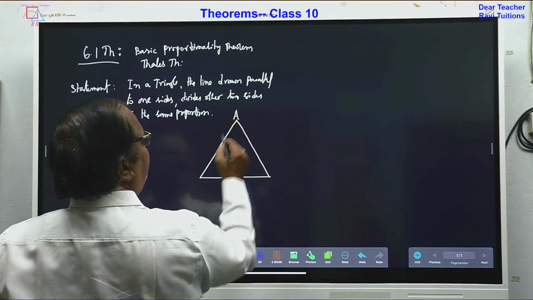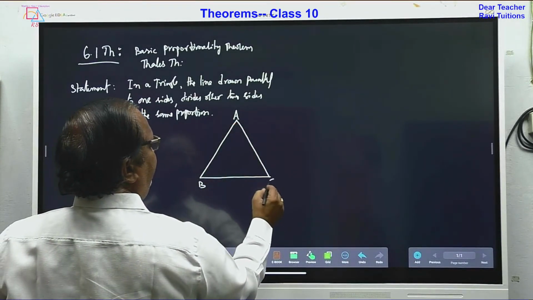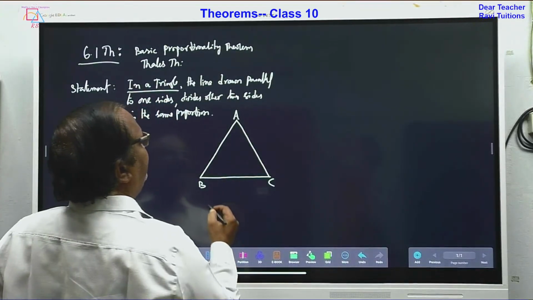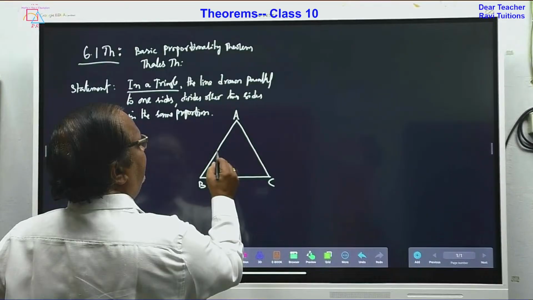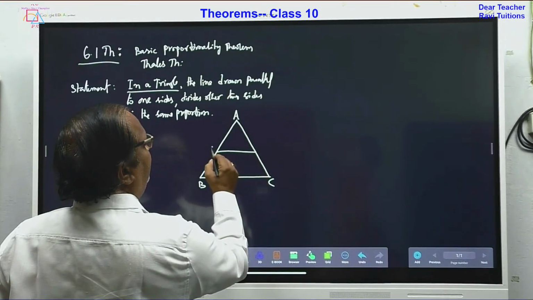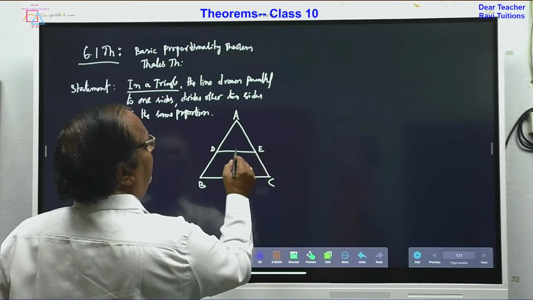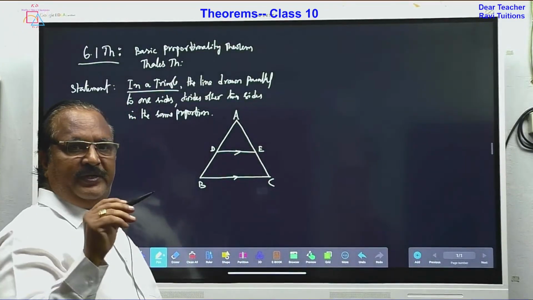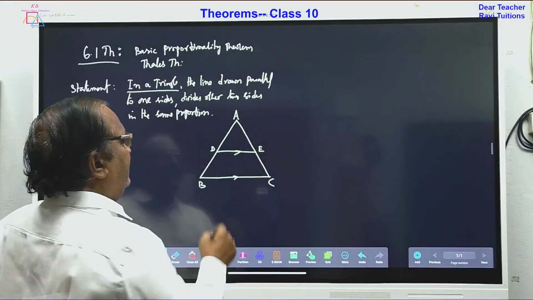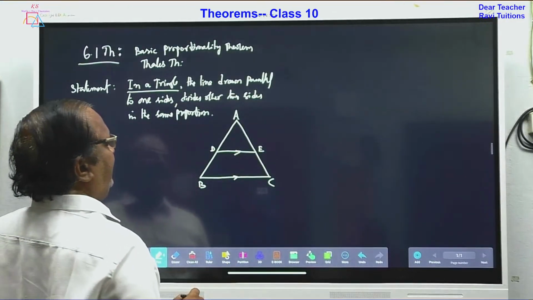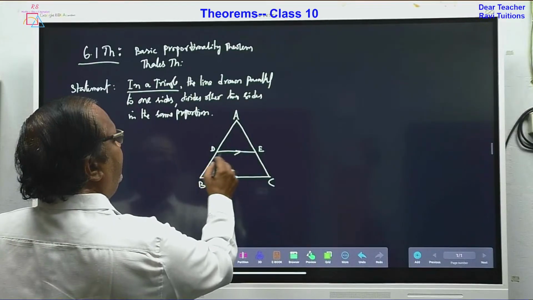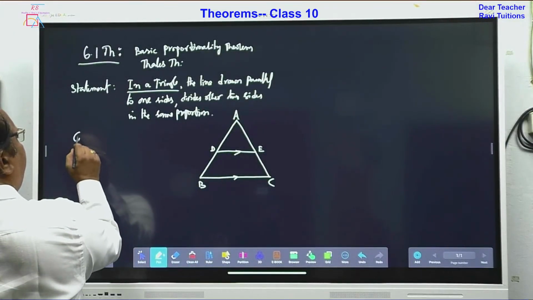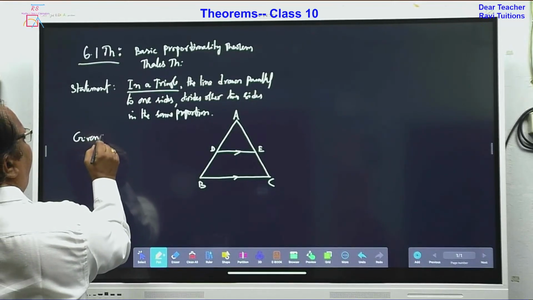You don't draw with free hand. ABC is a triangle. First one is over. The line drawn parallel to one side: I am drawing the line DE, parallel to one side. Indicate the parallel symbol. If you indicate arrow marks, then they are parallel. And this line DE divides the other two sides in the same proportion. Diagram is over. Now let us write given.